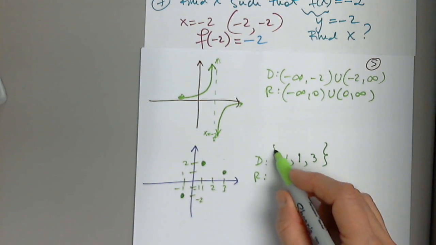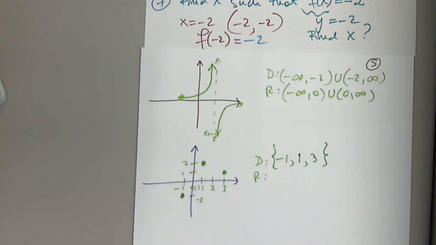We cannot use braces, brackets or parentheses, because this is a finite number of x values. This function exists or is defined only when x is -1, 1 or 3. The rest of the real line does not exist. So if I ask you find f of -1, you will say, yes, I can give you a y value. But if I ask you find f of 2.1, you will say, sorry, it's not defined.